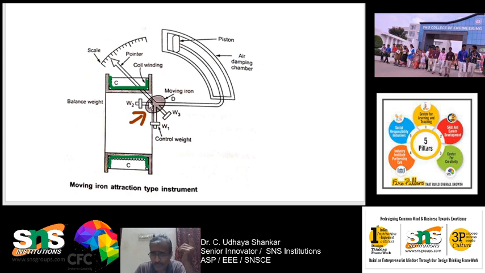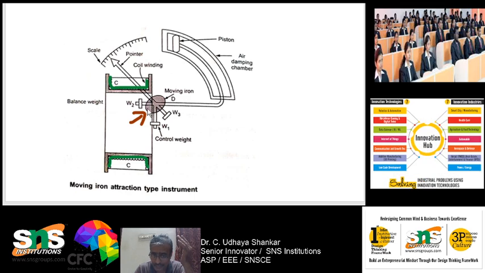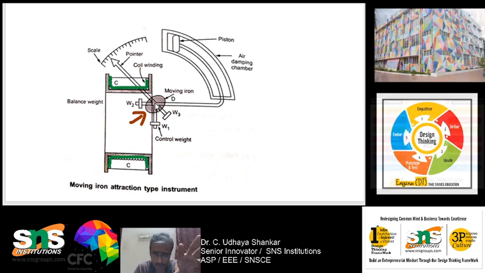Whenever there is iron, it will be attracted to the magnetic field. That is why they are using iron. It is not a magnet, it is iron, and it is left to freely rotate. So, it is attached to the spindle. This is the top view of this particular moving iron instrument, that is, from the top you are seeing this.